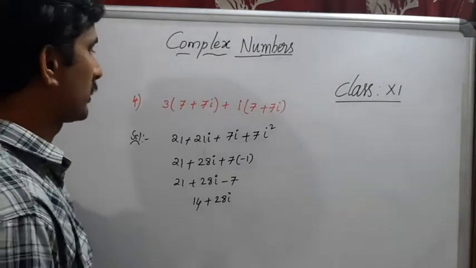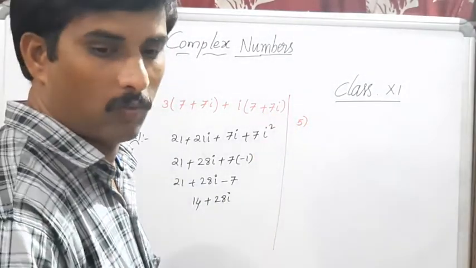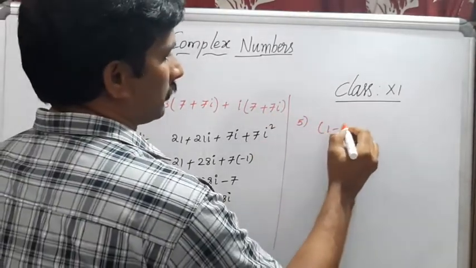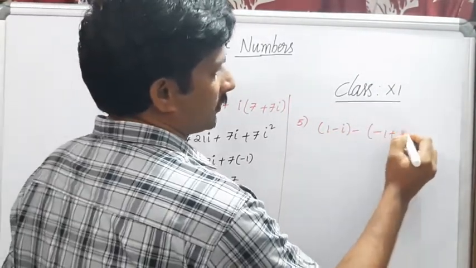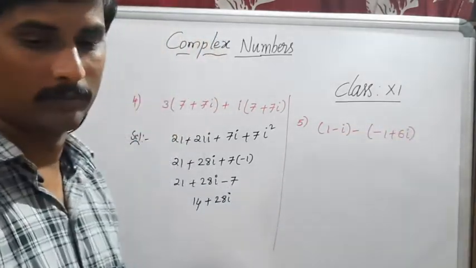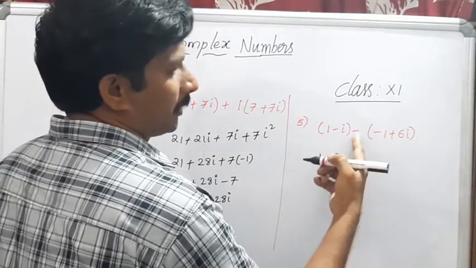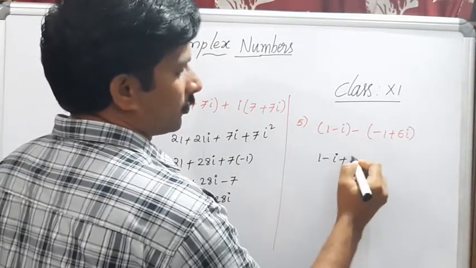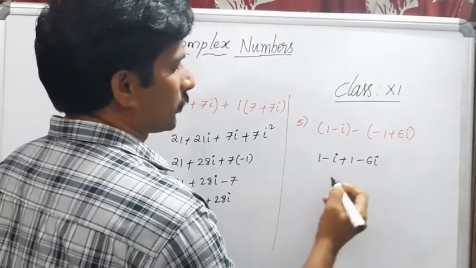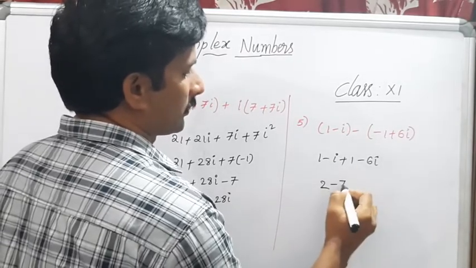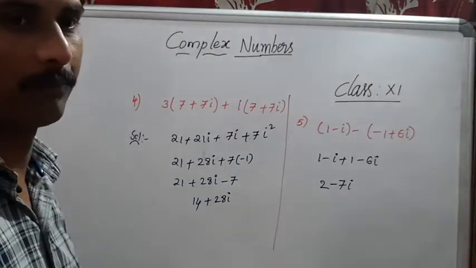Now coming to the next one, the fifth one. 1 minus i minus of minus 1 plus 6i. Now 1 minus i multiplied with negative into negative is positive, 1 plus, into minus 6i. Now adding the like terms, 1 plus 1 is 2, minus i minus 6i, which gives minus 7i. That's question number 5.